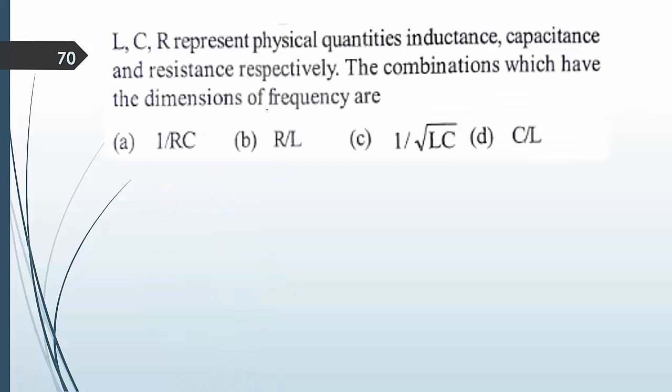Question number 70. L, C, R represent physical quantities: inductance, capacitance and resistance respectively. The combination which has the dimension of frequency is. Here three physical quantities are given. L, C, R indicate inductance, capacitance and resistance. The combination which has the dimensions of frequency.